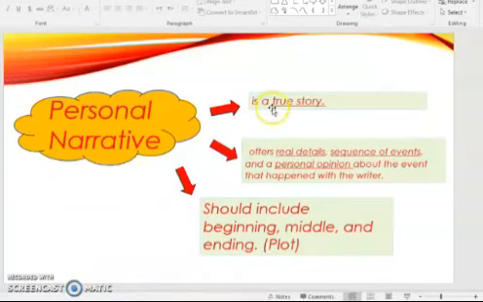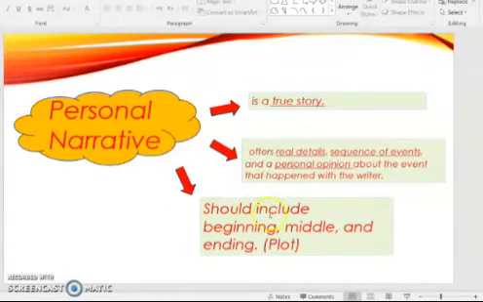So a personal narrative is a true story about something that happened with you. It offers real details from real life, from your real life. Sequence of events means that the details or the events that happened with you should be in time order. For example, you wake up, then you brush your teeth. So you cannot tell me, for example, I brush my teeth, then I wake up. So this is not a correct sequence of events. So it should be in the correct time order, and a personal opinion about the event that happened with the writer, which is you. You are the writer.